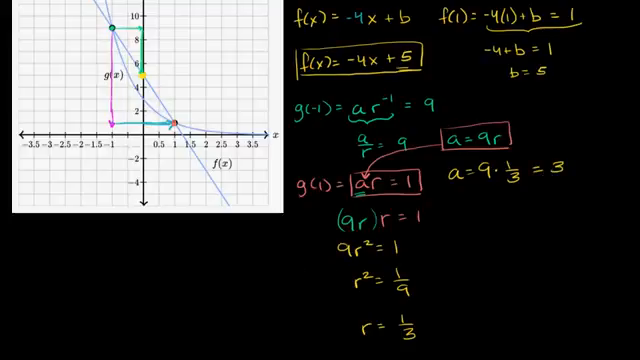So our exponential function could be written as g of x is equal to a, which is 3, times r, which is 1/3, to the x power. Or you could even write it like this, because order of operations would imply that you do the exponential first. Well, actually, I'll write it like this again, just to make it clear. This isn't just 1 to the 3rd power. This is 1/3 to the 3rd power.